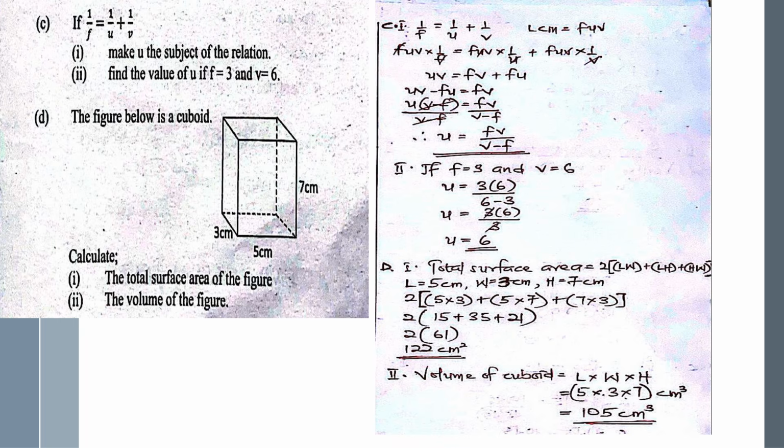So this is 4c, a fraction where you have to make u the subject and find the value of u, and d is a cuboid with the various dimensions given to you, where I want you to find the total surface area, that is 2 times length times breadth plus the breadth times height plus the length times height, and then you find the volume, which is length times breadth times the height, and then you get the answer.